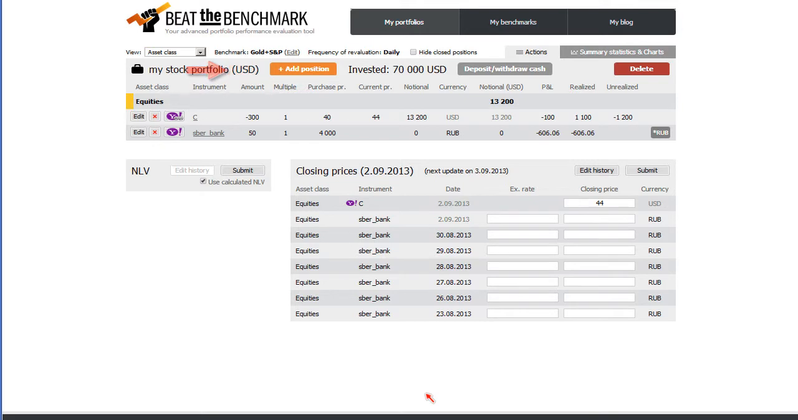In this case, we did not identify the security, but had we done so, as with the city example, the system would have automatically uploaded both closing prices and closing exchange rates for all required dates.